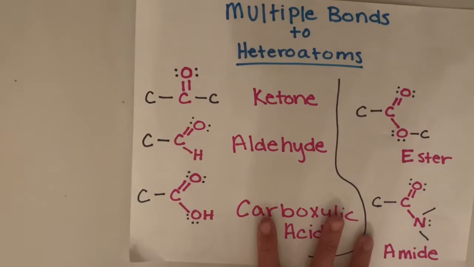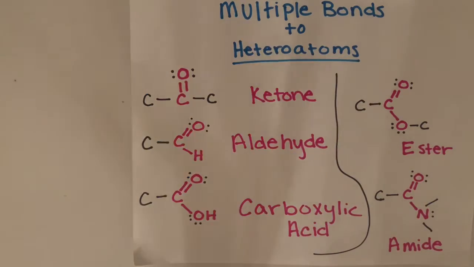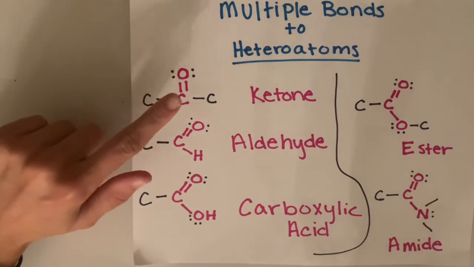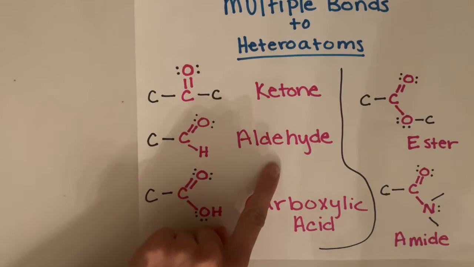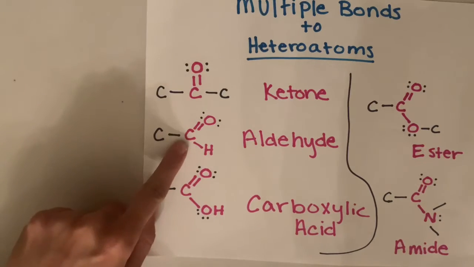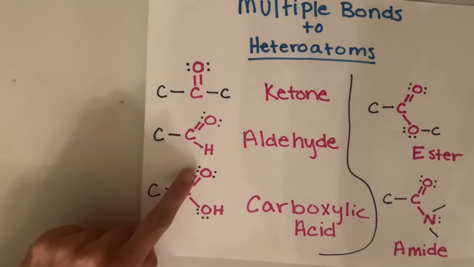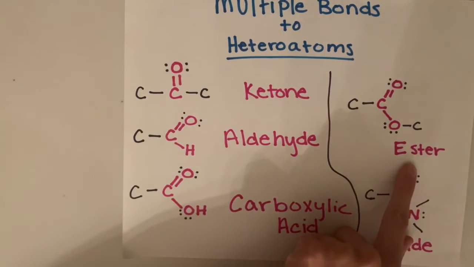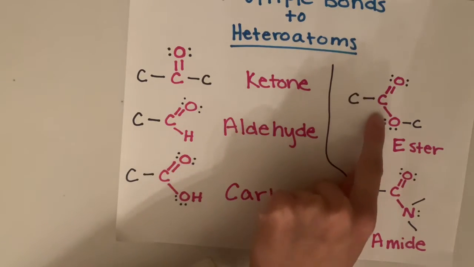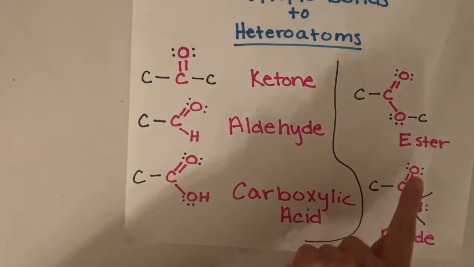Next, we're going to look at multiple bonds to heteroatoms. First, we have a ketone. You can see it's a C double bonded to an O. An aldehyde, which is a C double bonded to an O and an H. A carboxylic acid, which is a C double bonded to an O and then single bonded to an OH. Ester, which is a C double bonded to an O and then single bonded to another O. And then amide is a carbon double bonded to an oxygen, single bonded to a nitrogen.